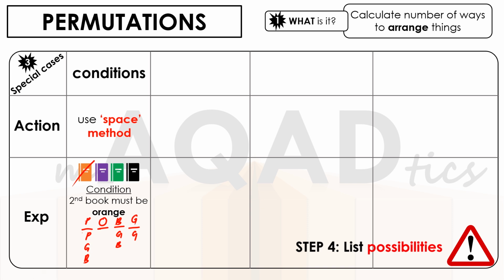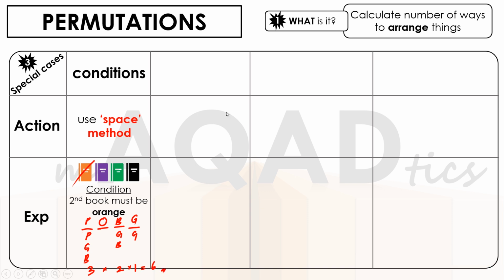Okay, but the space method doesn't focus on the things above, but the things below. For each of the blank spaces, let's calculate the number of possibilities. So this one we have 3, this one we have 2, this one we have 1. And to find the number of ways, we just multiply all these values together. So this is our answer.